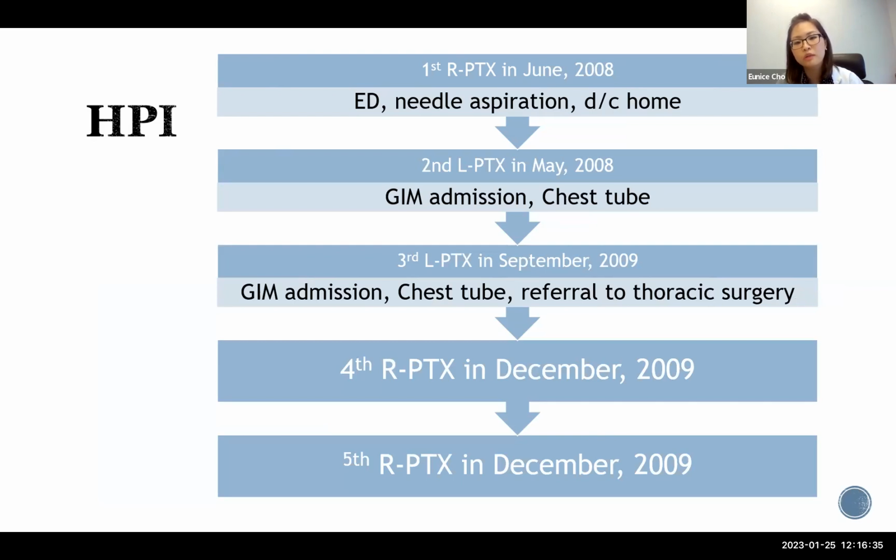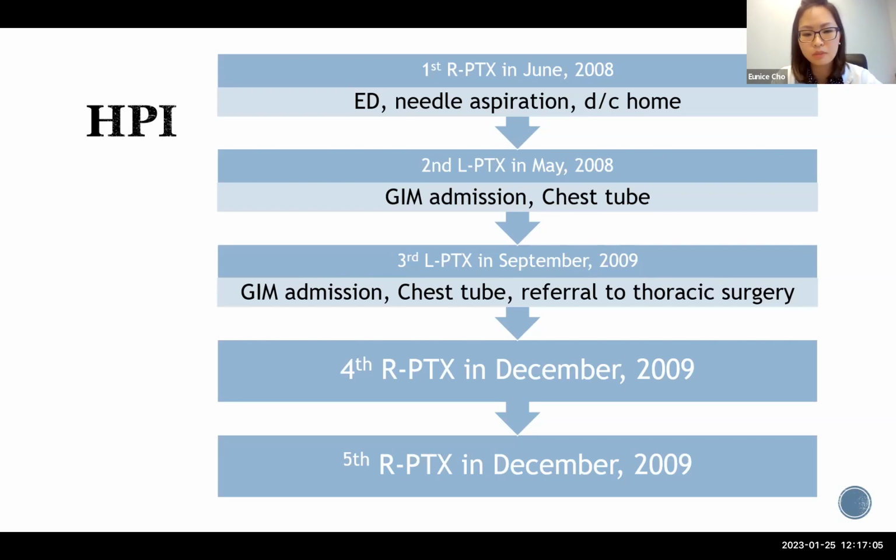But about a year later, she presented to the hospital again, this time on the contralateral side, the left side. She had a pneumothorax. She was admitted at that time and had a chest tube put in, and she was sent home afterwards after a couple of days. A couple of months later, she presented again with a left-sided pneumothorax. She was admitted, a chest tube was put in, and she was sent to thoracic surgery for their opinion because now it was her third time presenting to the hospital.